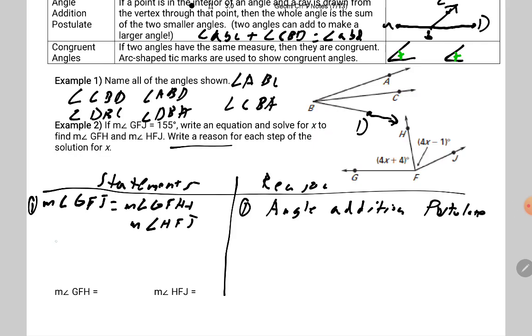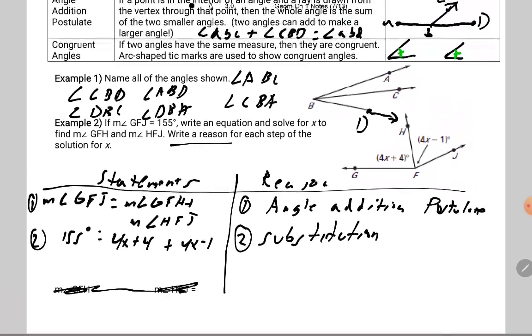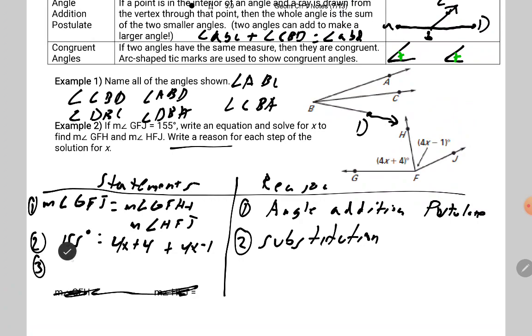And then substitute our numbers in. 155 degrees equals 4x plus 4 plus 4x minus 1. Why are we allowed to do that? That's through substitution. Our English language lets us do that. 3. 155 degrees equals 8x plus 3. Just adding my like terms together. This is also known as simplifying.